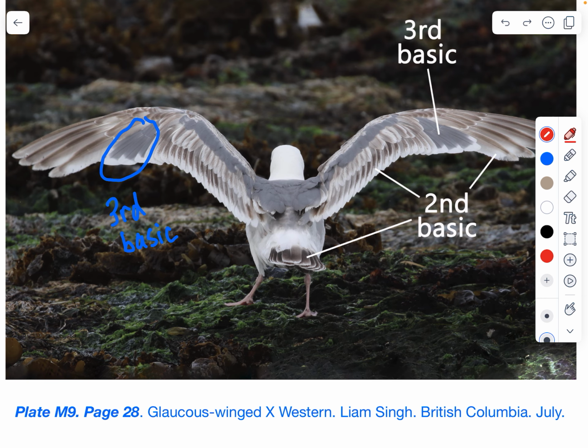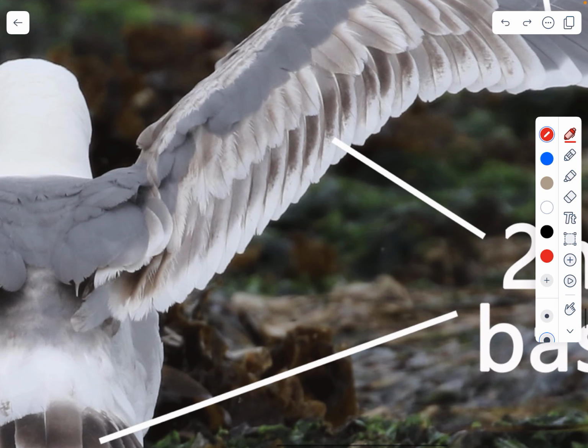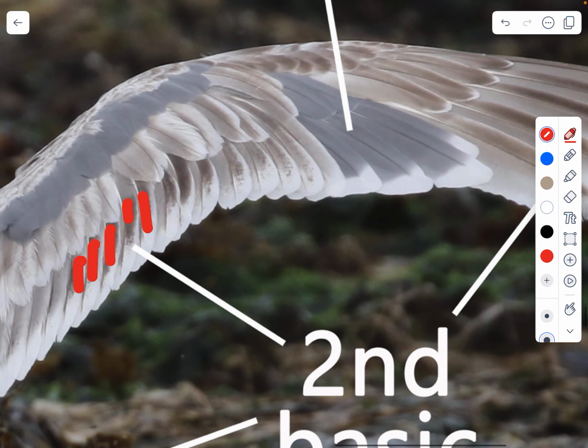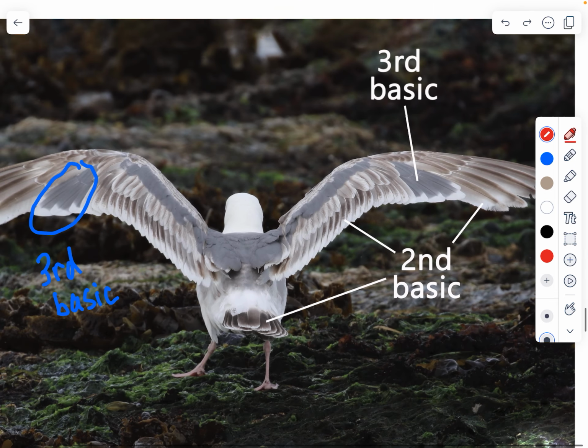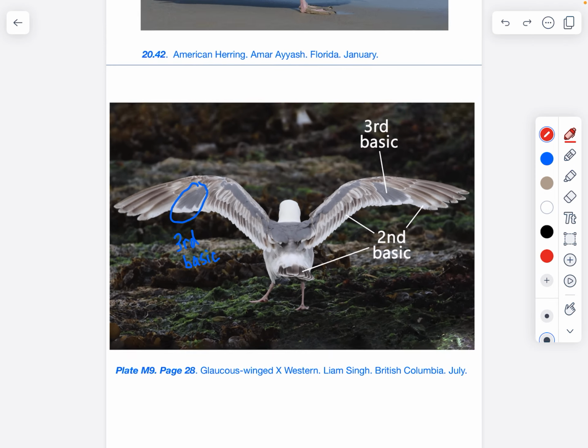What they lack are gray centers to those feathers. And so we're seeing a lot of brown here on both webs, and it's not this adult-like appearance. So despite the white tips to these secondaries, they don't have adult-like gray centers, and so those are second basic feathers. All right.